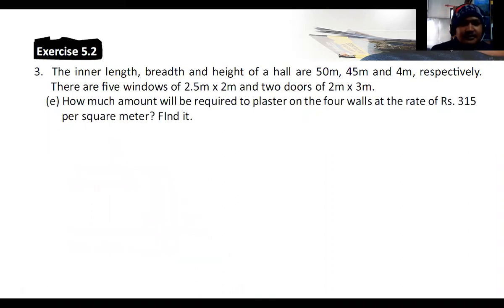So now look at question number E. How much amount will be required to plaster on 4 walls at the rate of rupees 350 per square meter? Find it. So for this one, what is needed? How much amount will be required to plaster on 4 walls? And the rate of plaster.